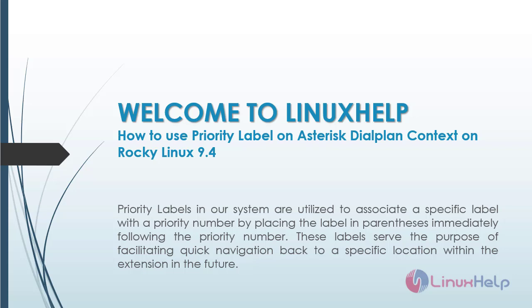Priority labels in our system are utilized to associate a specific label with a priority number by placing the label in parentheses immediately following the priority number. These labels serve the purpose of facilitating quick navigation back to a specific location within the extension in the future.